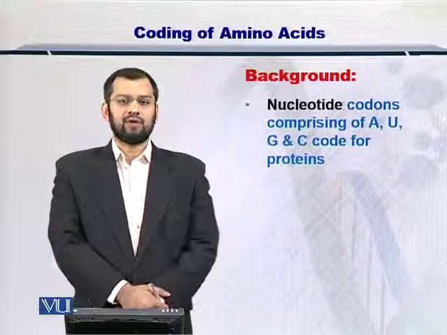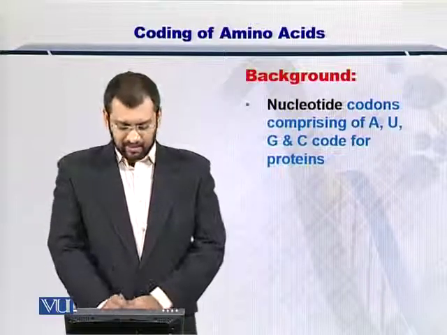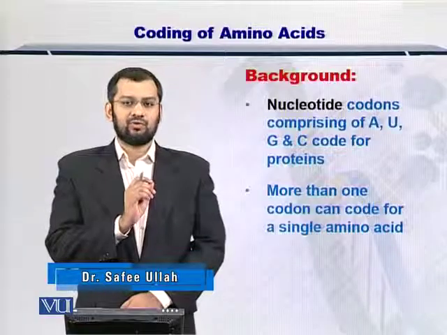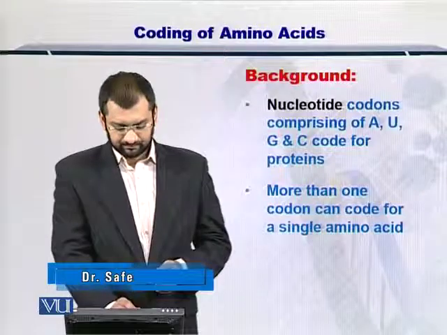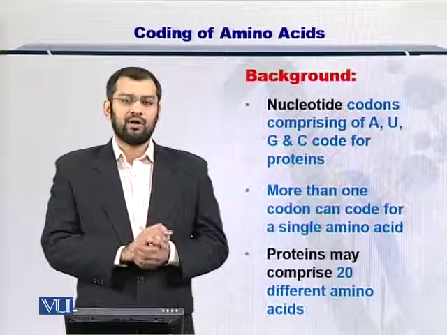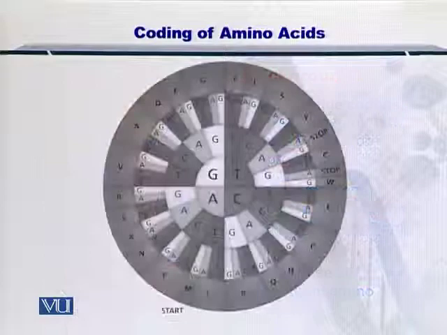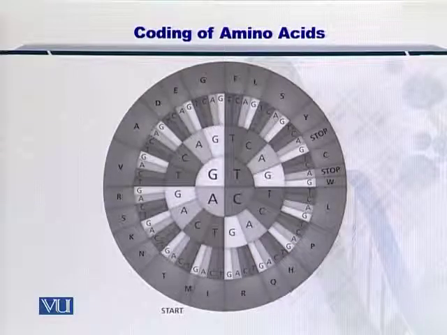As you know, the nucleotide codons for the RNA contain A, U, C, and G, and they code for proteins. Moreover, multiple combinations of these codons can code for a single amino acid. Also, there are 20 different types of amino acids, so there are a much greater number of combinations for the codons. If you look at this chart, then you can assemble the amino acid symbol that will be encoded by any possible combination of the nucleotides.